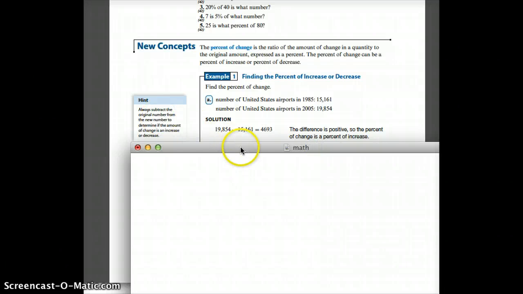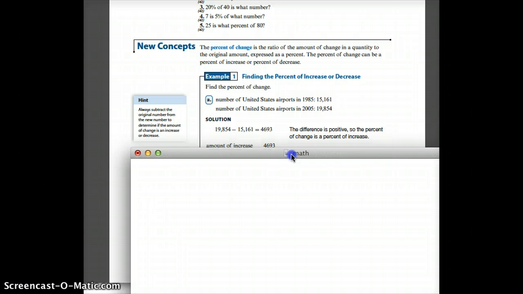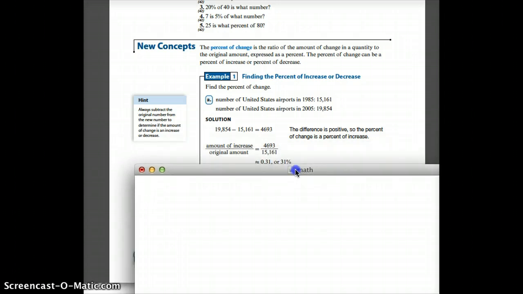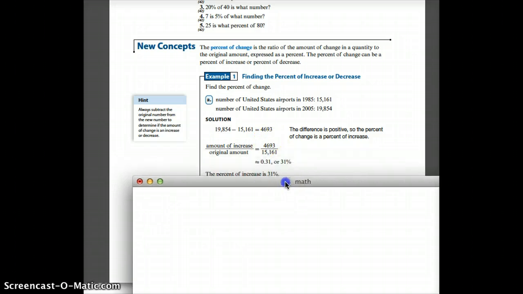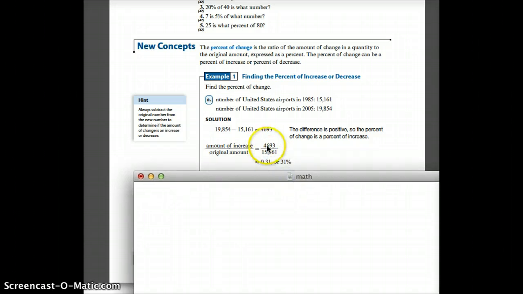And look what they did first. So first you need to subtract them. So go ahead and subtract 19,854 minus that, 4,693. Okay. Next, notice what they did. The amount of increase, okay, over the original amount. Where is the original amount? Well, the original amount is right here. So it increased over the original. All right, and that is a decimal. If you divide it, it equals 0.31, which then can be changed into a percent, which is a 31% increase.